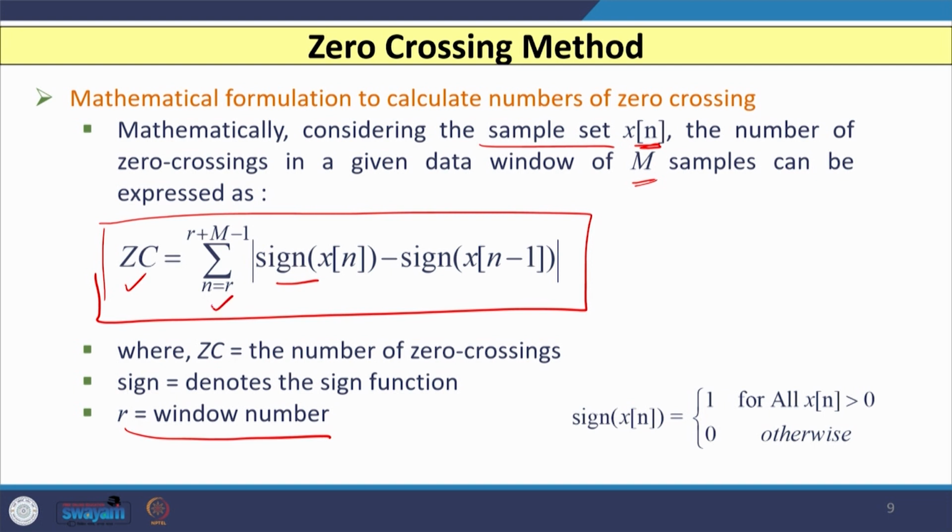If you start with the first window, that is by putting R equal to 1, then you have to go up to the m number of samples available in a given signal. Here x[n] and x[n-1] are the samples which you are going to take from the set of samples available with you. When the value of x[n], or any sample which we consider, is less than or equal to 0, then we will have a 0 value of sign, and if it is greater than 0, then the output of sign we will get is 1.